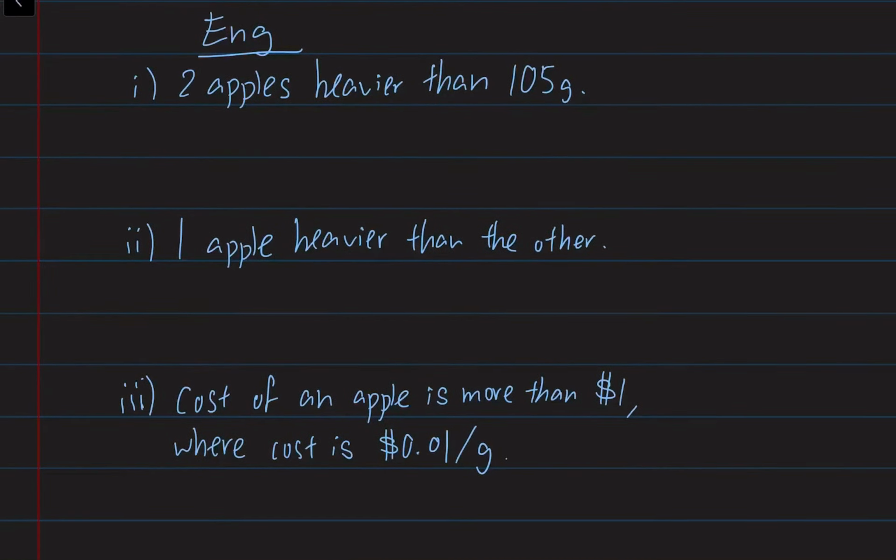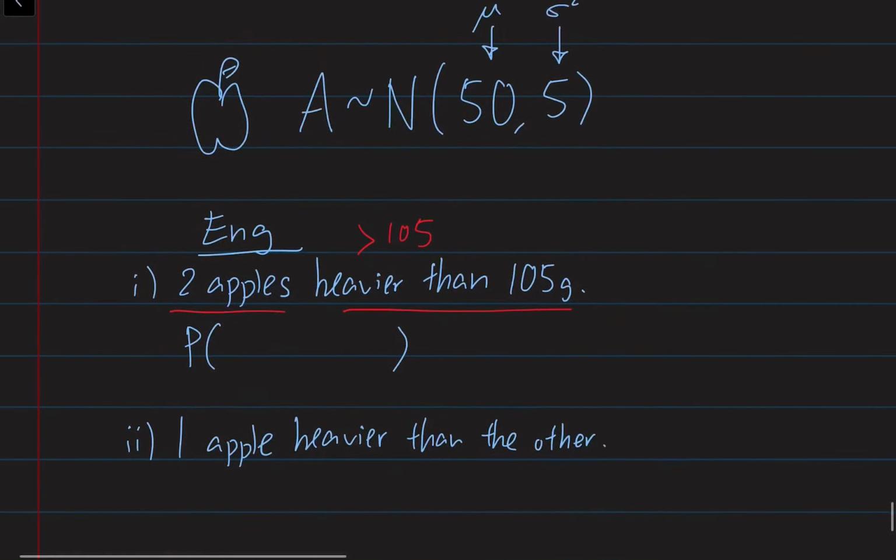Okay, part 1 over here. 2 apples heavier than 105. Heavier has this sign, then 105, I can put it together. I am trying to formulate this statement here, P bracket something. When they say 2 apples, do I write 2A greater than 105? No, it is not 2A. When you say 2A, you're taking 1 apple, putting it on the weighing scale, then taking a calculator times 2. And that's not what we want here. When you want 2 apples, you're going to have to write it like this. You take 1 apple, and you take another apple.